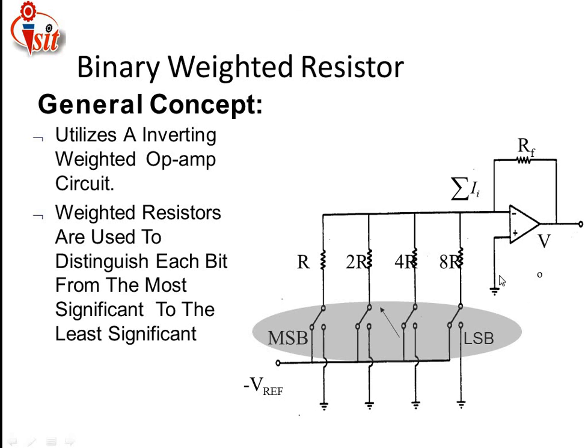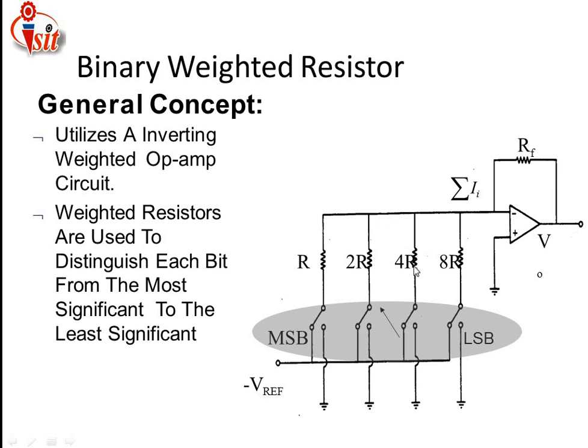Just see here, one op-amp is connected. At the inverting terminal of the op-amp, the reference voltage and input voltage are connected along with four resistors in parallel with each other. The first resistor value is R, the second, connected in parallel, is 2R, the third is 4R, and the fourth is 8R. Like this, the value goes on as 2 raised to n times R, from MSB to LSB.